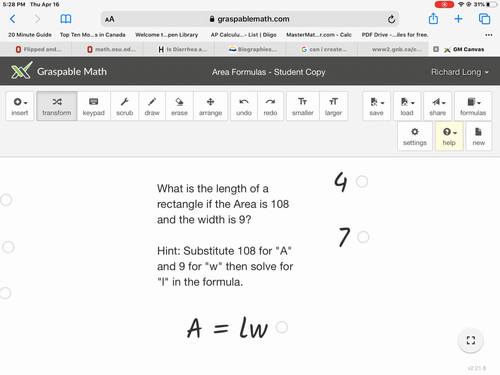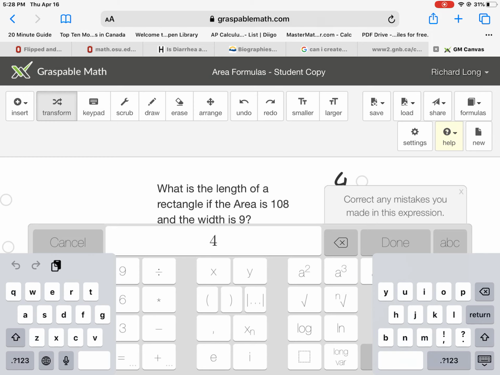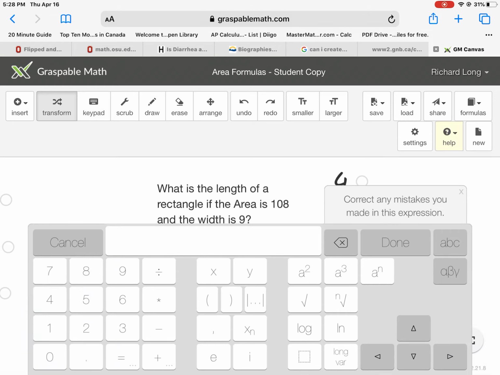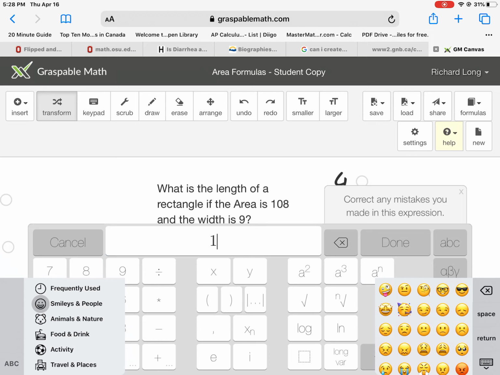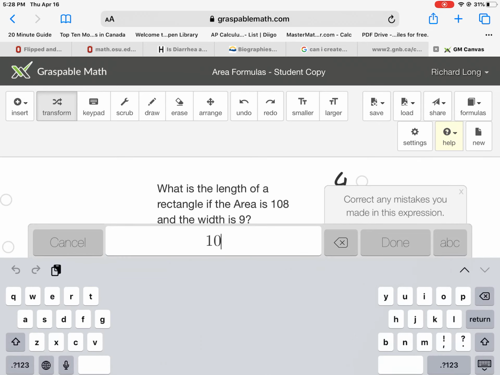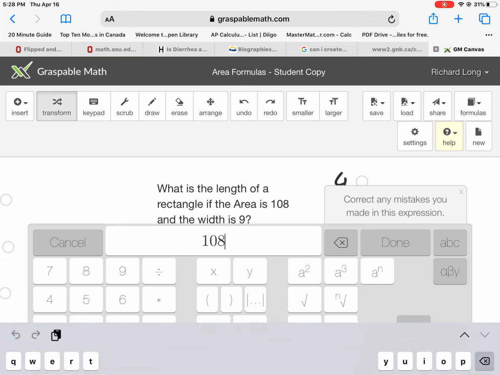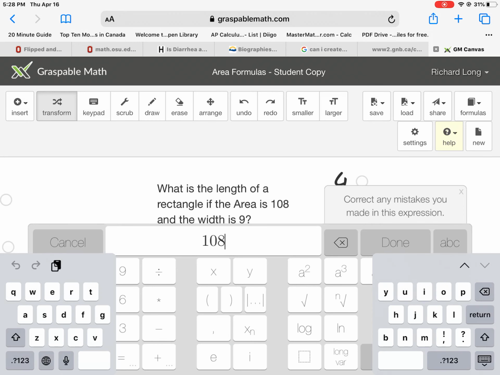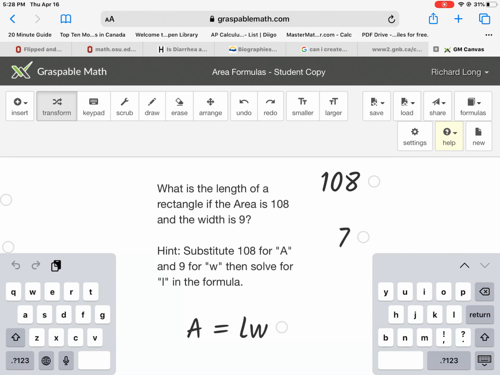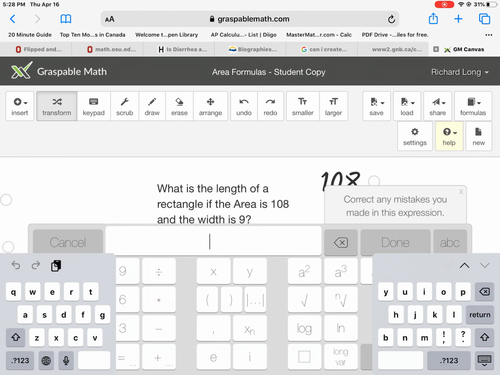The area is 108. So we need to get a number put in that's 108. I just double clicked on the dot beside the 4 there, and I can actually put in 108. I'm doing this on my iPad, not the best idea. So that's 108, and then I need to change that 7 to a 9.